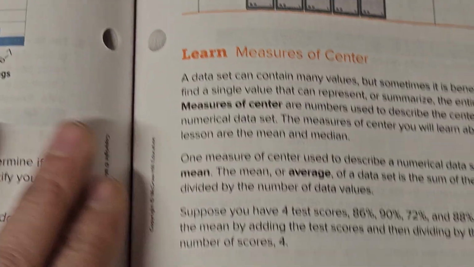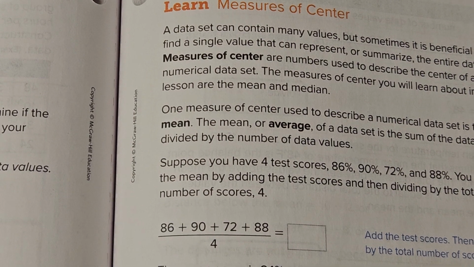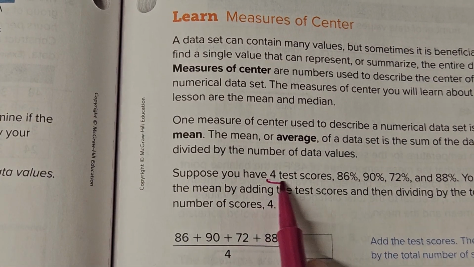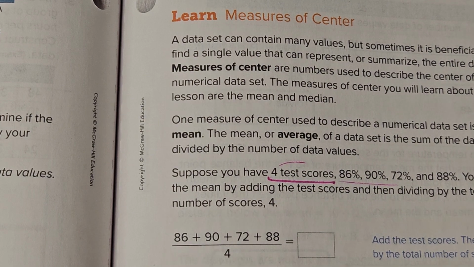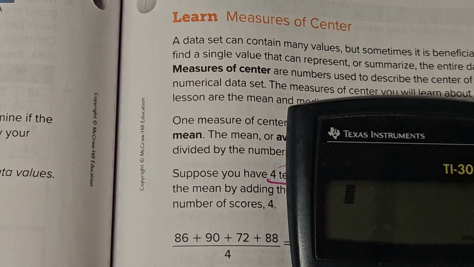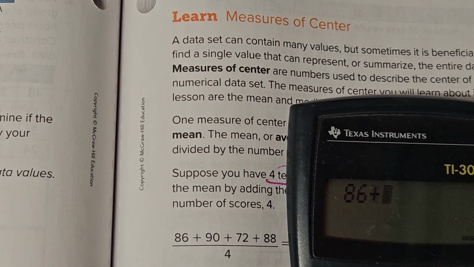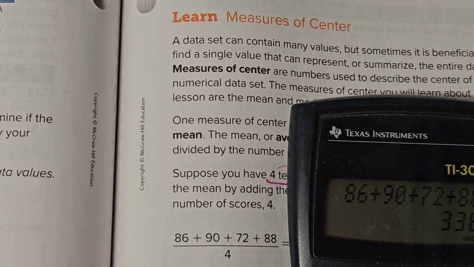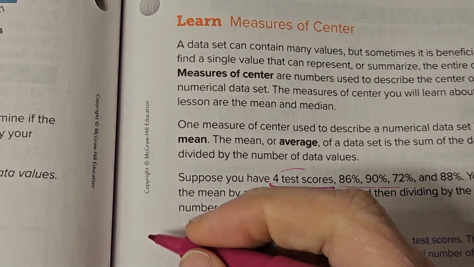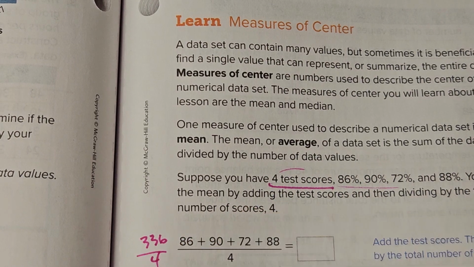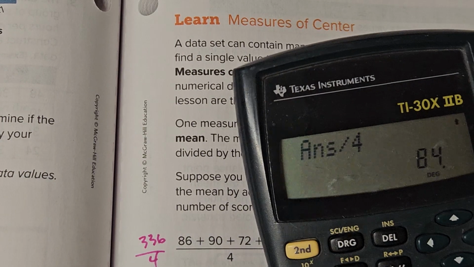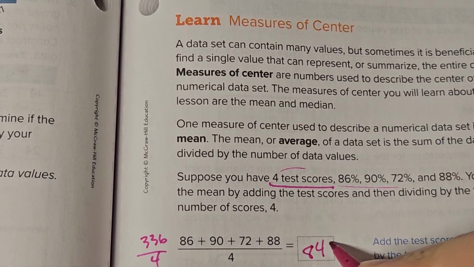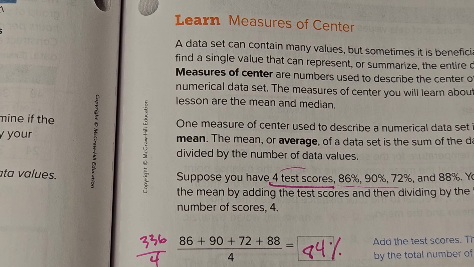So a simple example, down here at the bottom, if you have this string of numbers, let's say they're test scores, and you want to know then what your average test score is, you would take these and add them all up. 86 plus 90 plus 72 plus 88 equals 336. And then we divide that by 4, because there are 4 tests in the sample, which is an 84. So your average test score is an 84%.